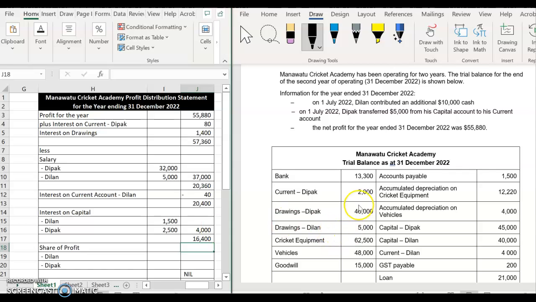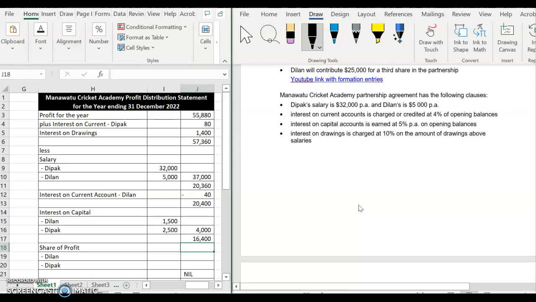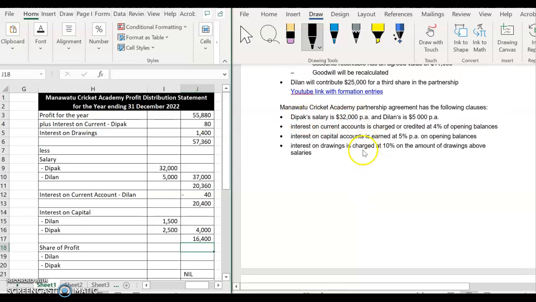Because there's nothing in here about how we share our profits, we go back to the Partnership Act. So nothing in here about profit share, and the Partnership Act says that we are going to distribute our profits equally. So we'll just go equals that divided by 2. So 16,400 minus 16,400 is nil. So that's the end of the profit distribution.